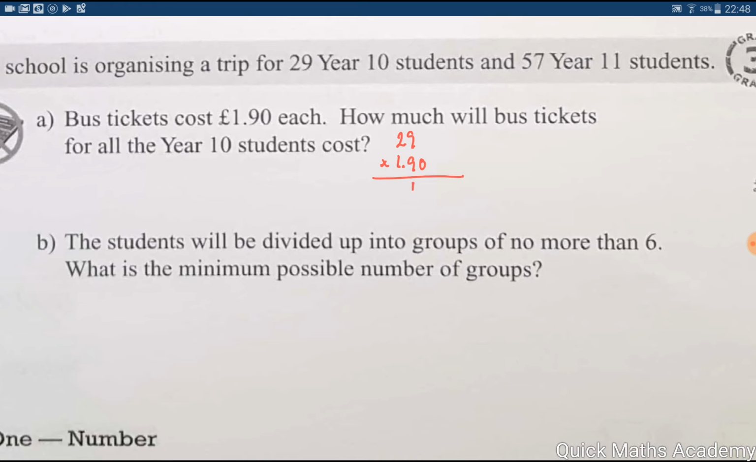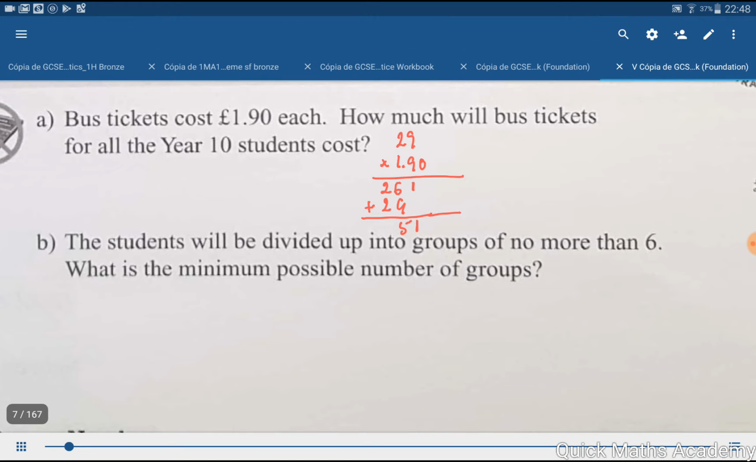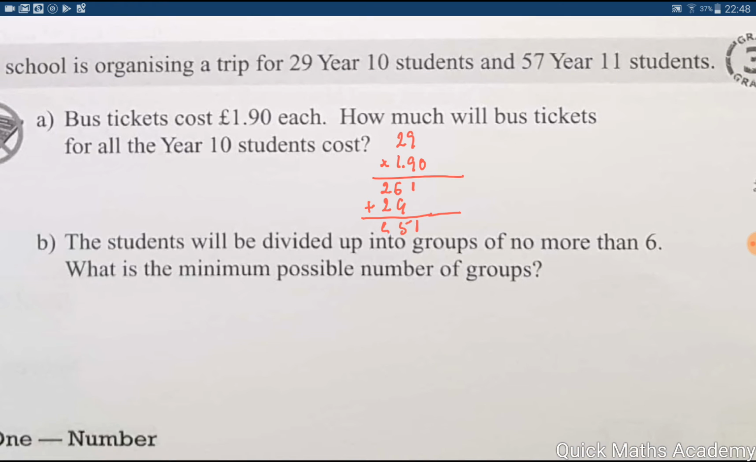9 times 9 is 81, and I have a spare 8. 2 times 9 is 18, with 8 is 26. Now 1 times 9 is 9, and 1 times 2 is 2. And now I'm going to sum up those values. I have 1. 9 times 9 plus 6 is 15. Spare 1. 4. 2 plus 2 is 4. Plus 1 is 5.